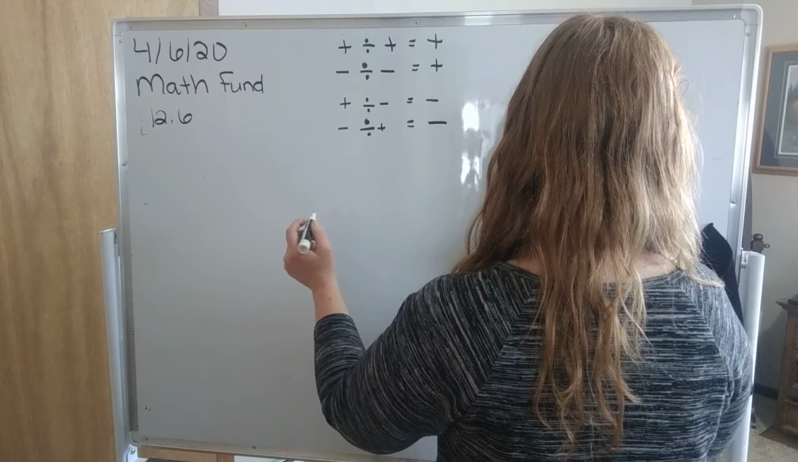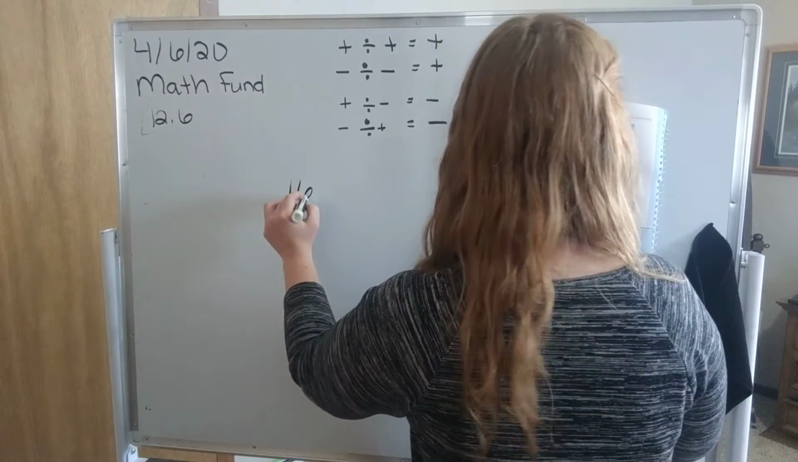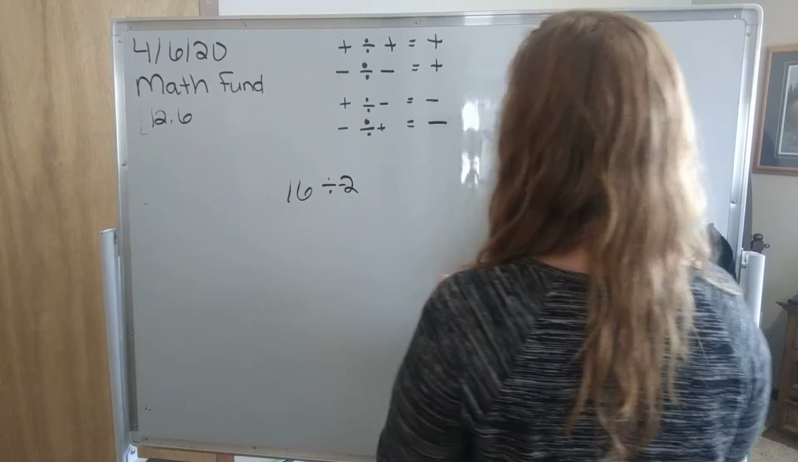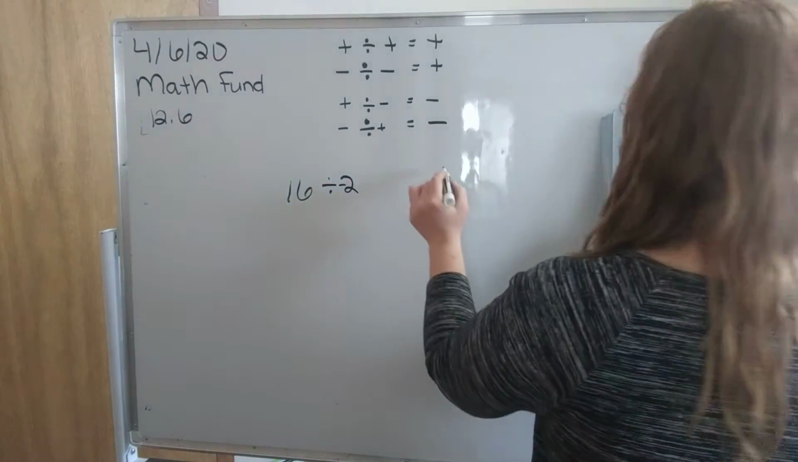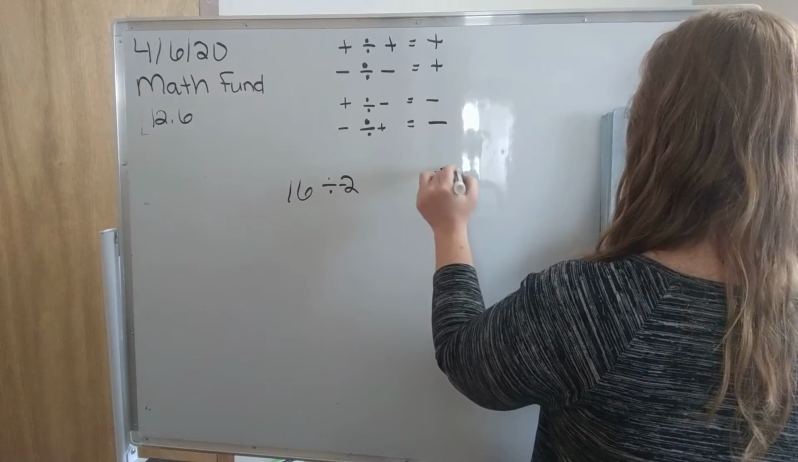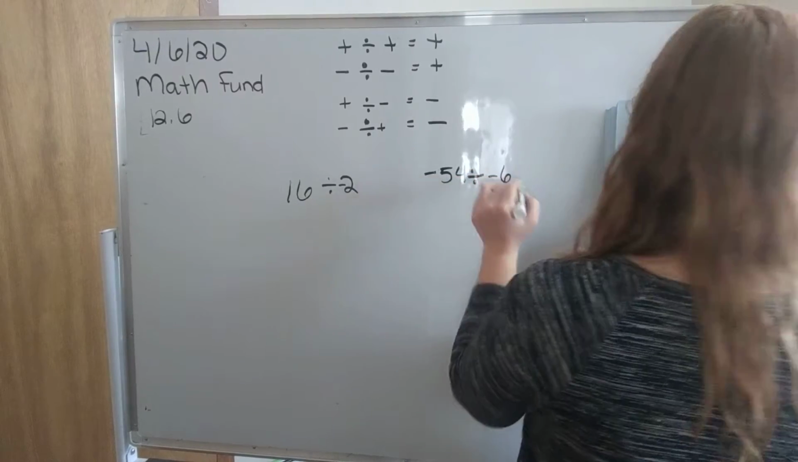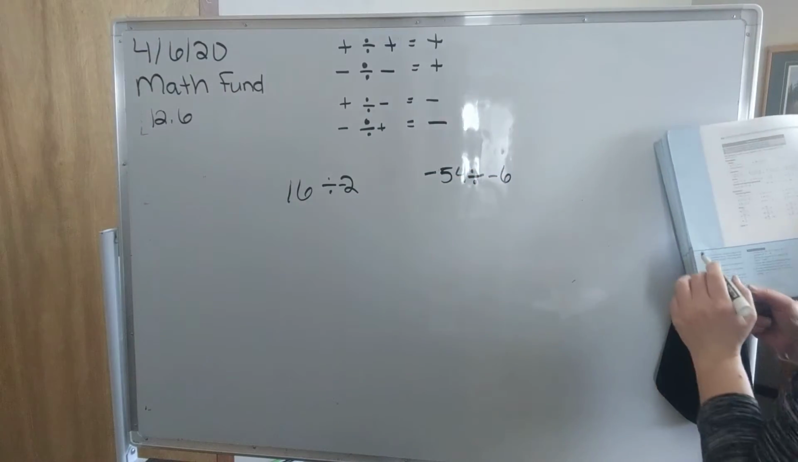Let's see. I'm looking at number 5. 16 divided by negative 2. Negative 54 divided by negative 6. You can go ahead and work on some of these.